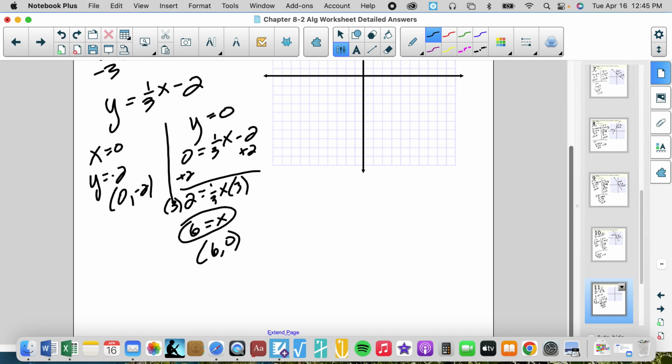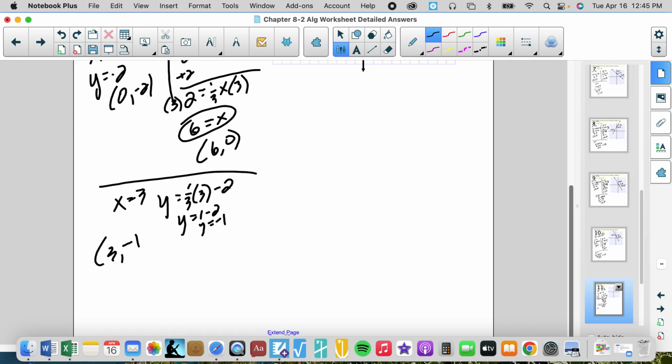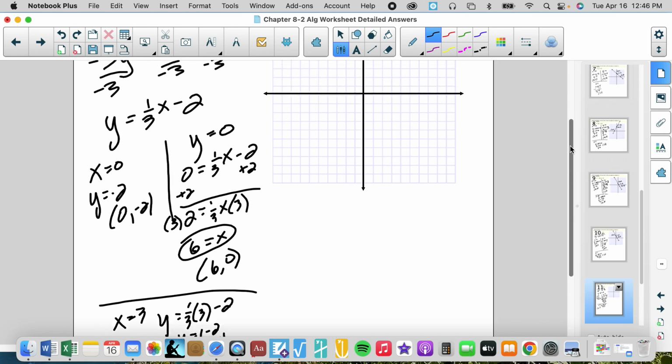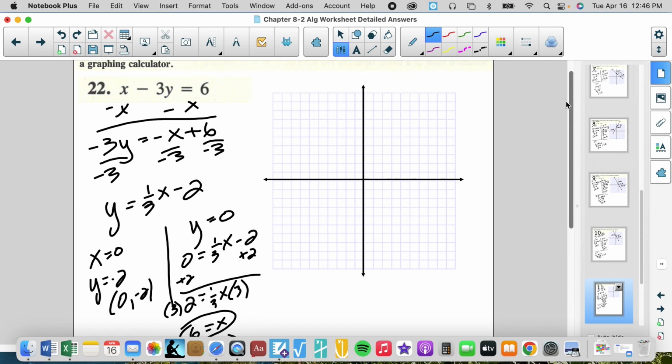And now I'm not going to pick 1. If I pick x equals 1, it's going to give me a fraction. I want to get rid of that fraction, so I'm going to pick x equals 3, because y equals 1/3 times 3 gets rid of that fraction. So y equals 1 minus 2, y equals -1. I like having whole numbers for my coordinates, so I'm going to choose wisely when I pick numbers to plug in for my third point.